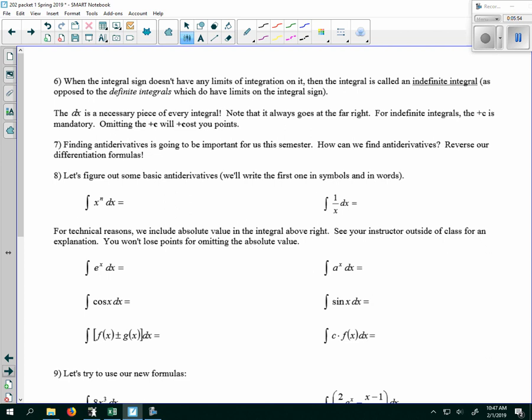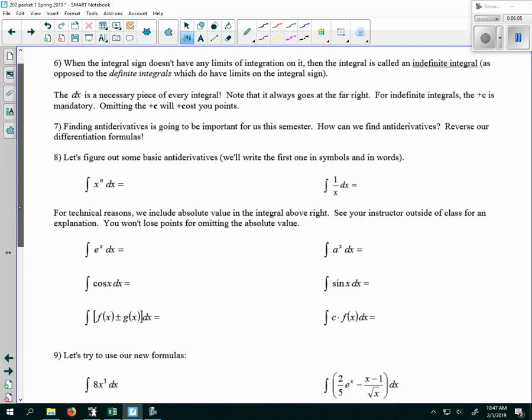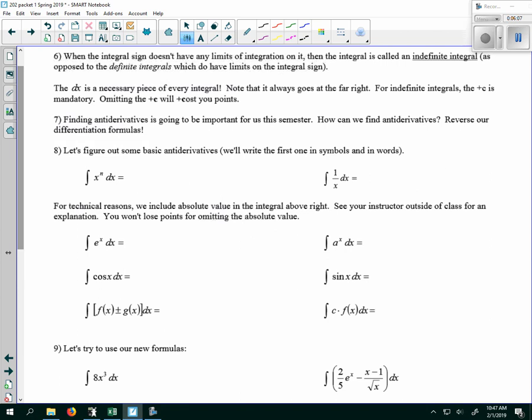All right, when the integral sign doesn't have any limits of integration on it, the integral is called an indefinite integral, as opposed to a definite integral, which has limits on the integral sign. The dx is a necessary piece of every integral. Note that it always goes to the far right. And for indefinite integrals, the plus c is mandatory. Okay? Omitting the plus c will cost you points. C for cost you points.